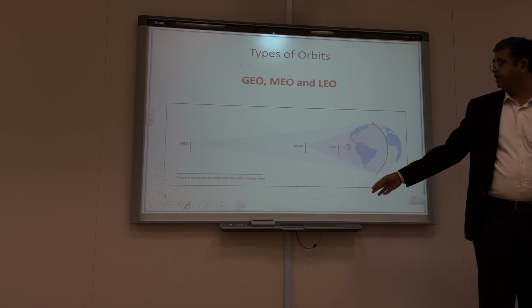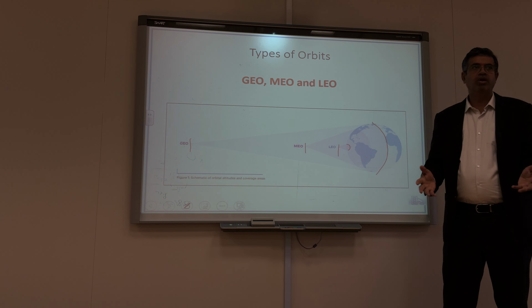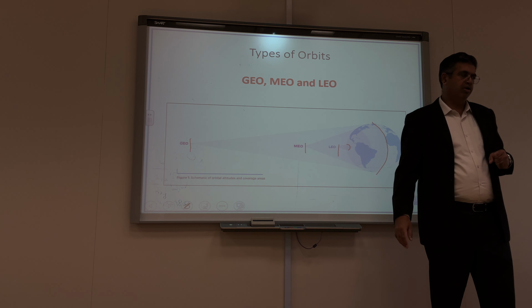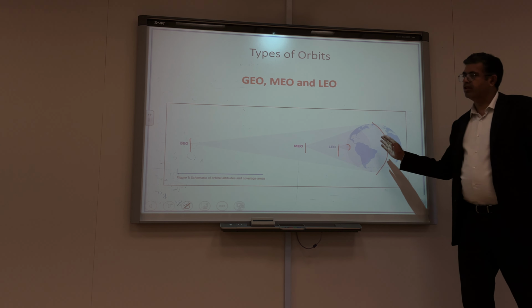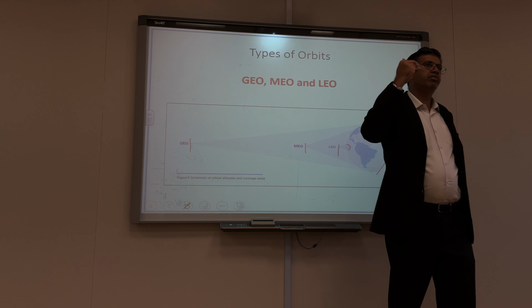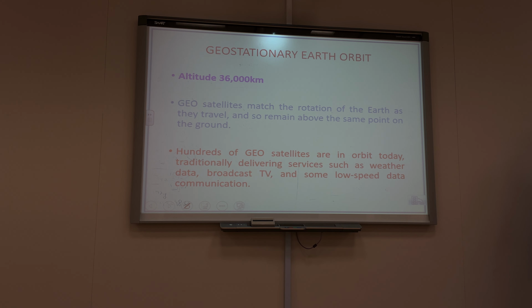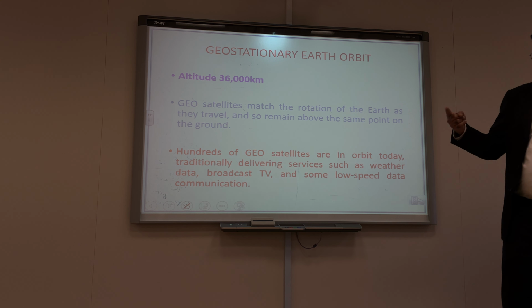Sometimes, for example, in MEO you may need at least 20 satellites to cover the whole Earth. If you talk about LEO, you will need more than 20 to cover the whole Earth. So, based on the height or the altitude from the Earth's surface, you have three types of orbit: GEO, MEO, and the LEO. Okay. Now, we talk about each of them one by one.